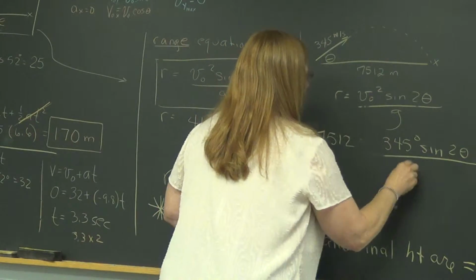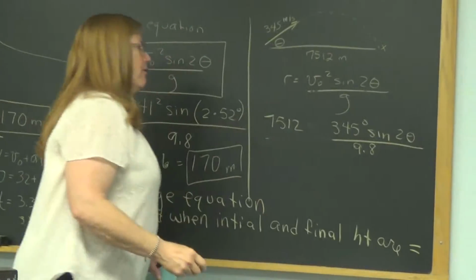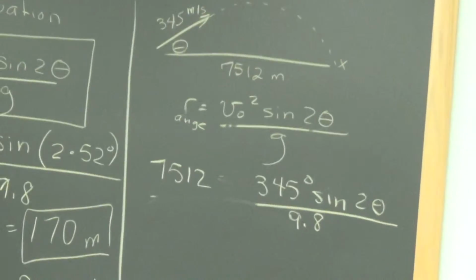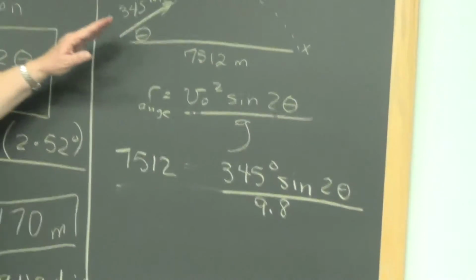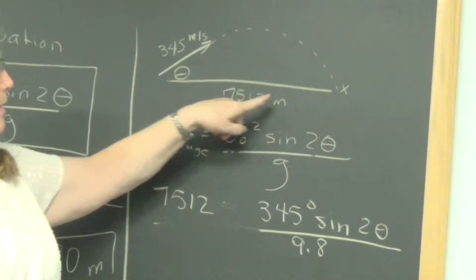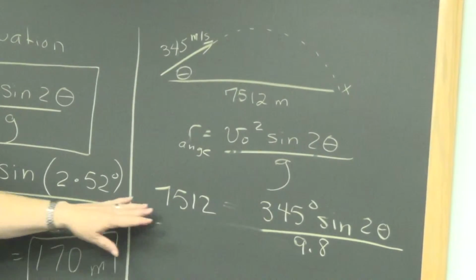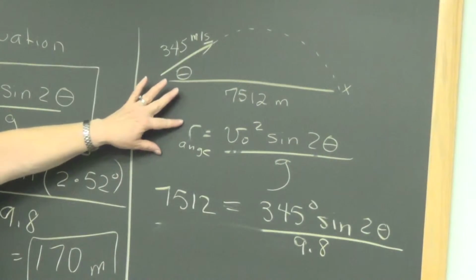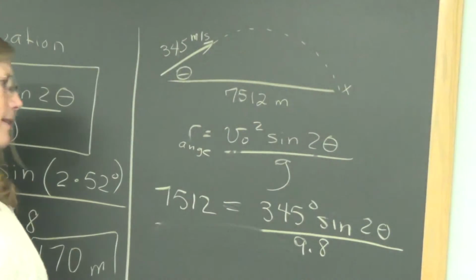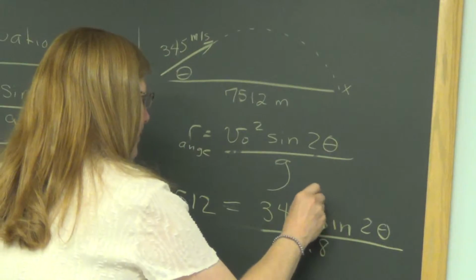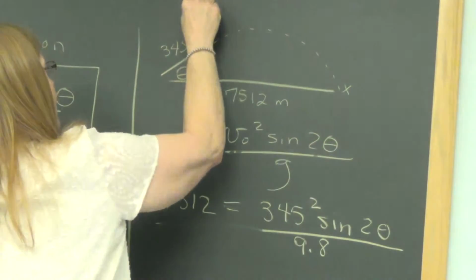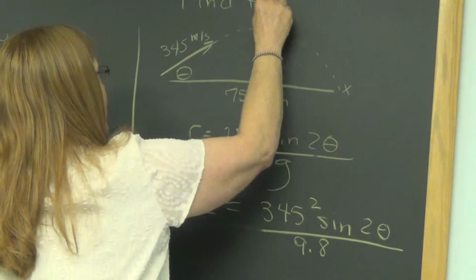Wait, so the range is 7,512? Yes, this is the range equation. The range is how far it goes in the x direction, and it was given. So I put 7512 all by its lonesome here on the left side where R is, and then I filled in these numbers like this. We're looking for the angle at this time. Find the angle that it must be shot at.